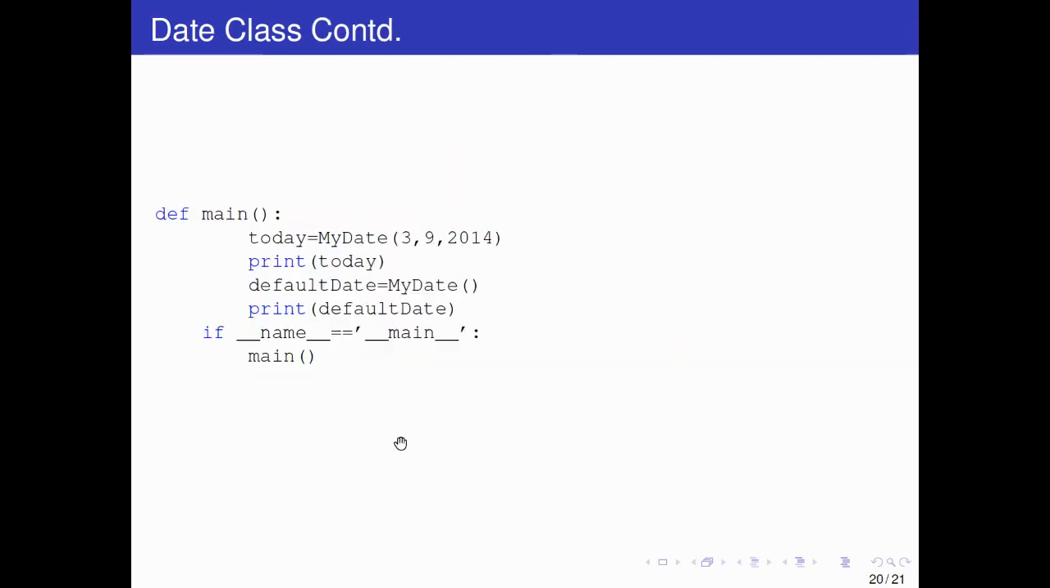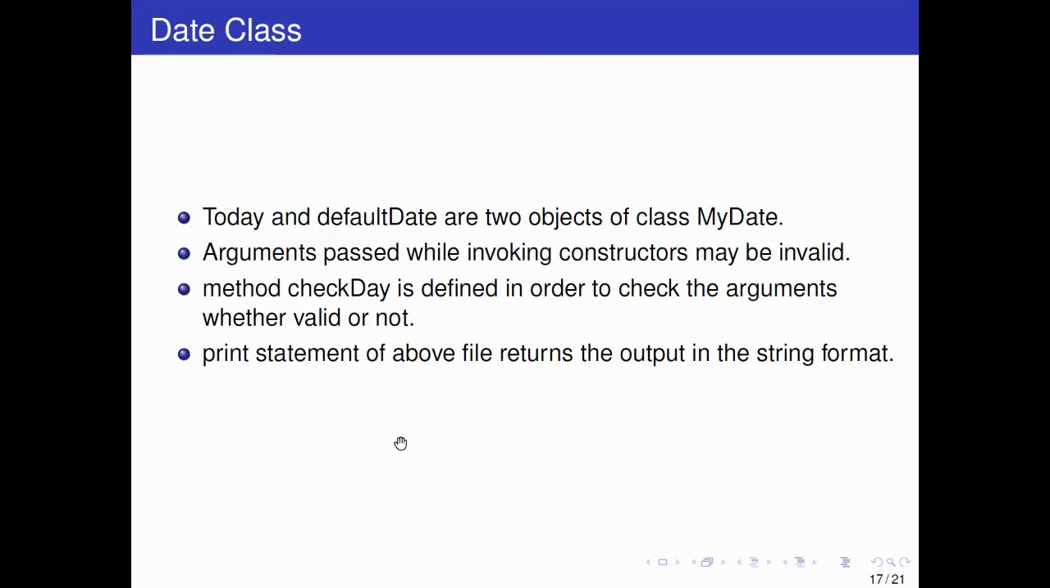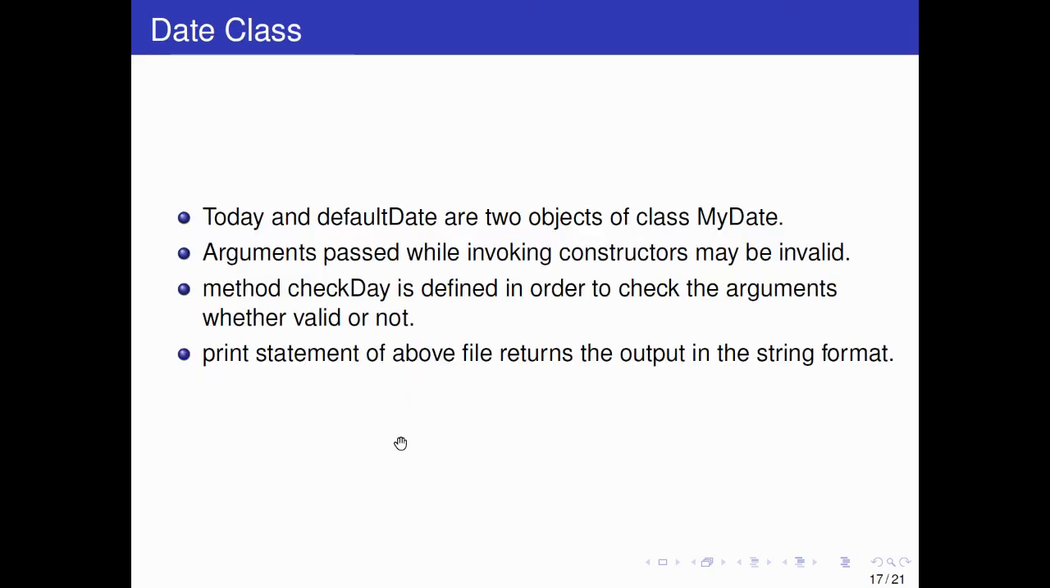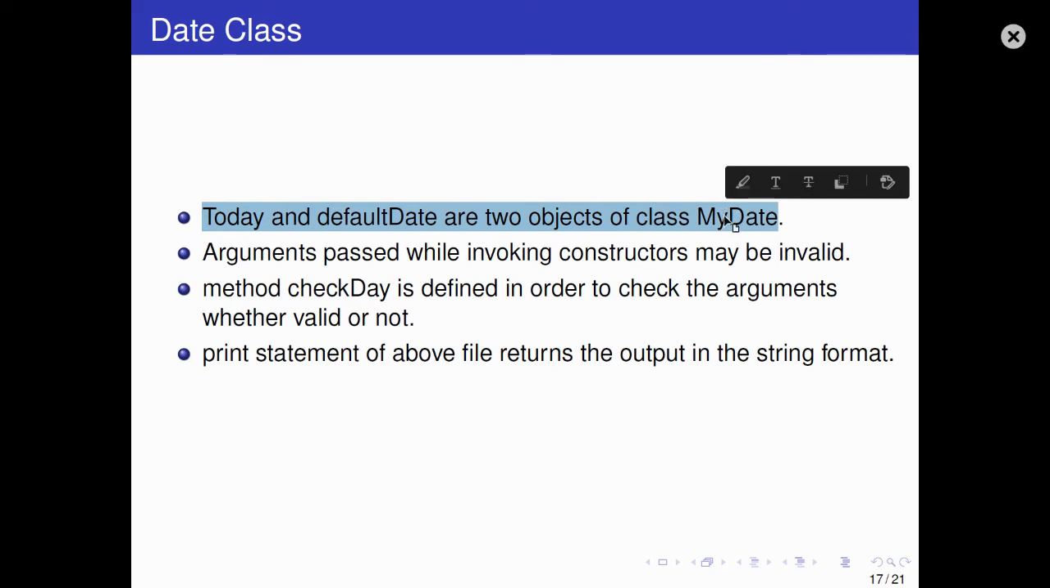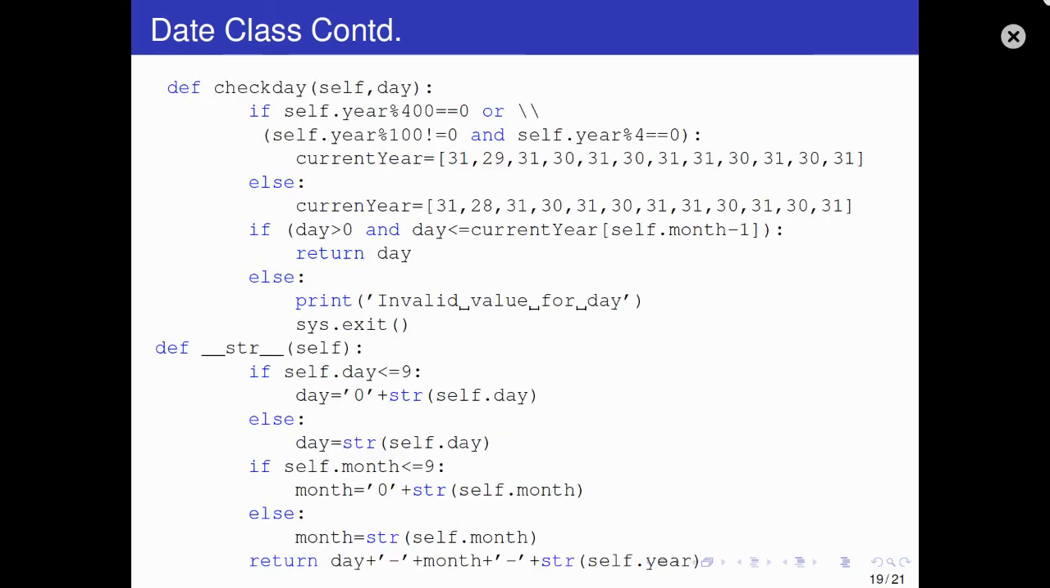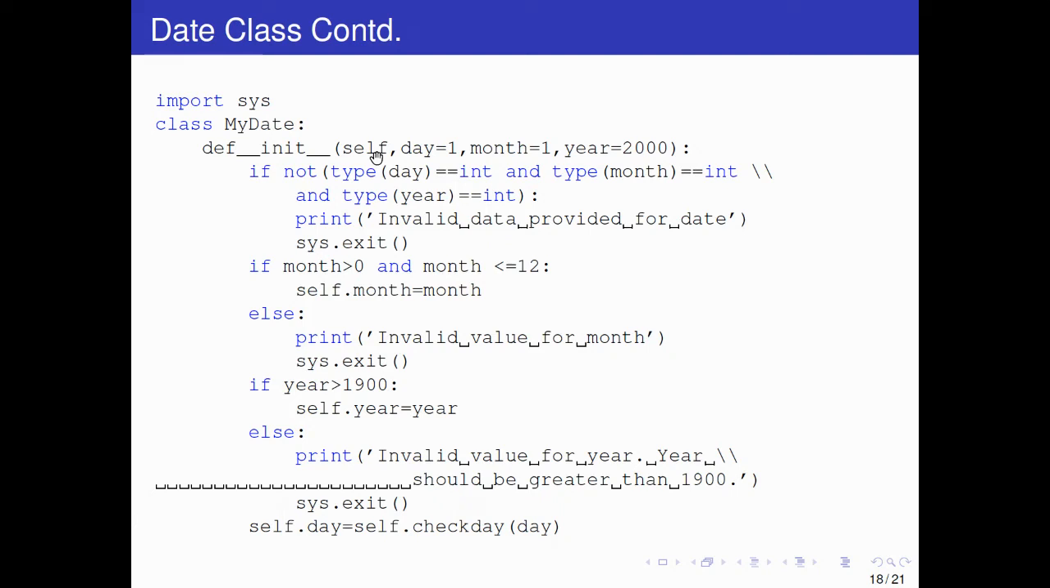Now this is the last part of the PPT, then the chapter will finish. This program I have already shown you and made you understand. So what is it saying? Date class. They are just defining a class based on date. Today and default date are two objects of a class date type. You have already seen that we printed today and default date. Default date we have given as a parameter inside the function.